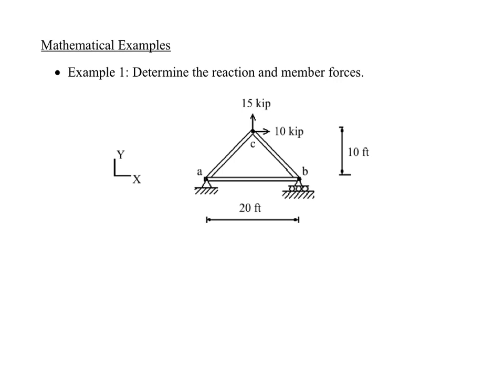By the way, anybody ever hear that phrase kip? Kip stands for kilopound, like kilonewtons, or kilograms. It's just 1,000 pounds, all it is. So this just means 15,000 pounds. And the other one is 10 kips, or 10,000 pounds.